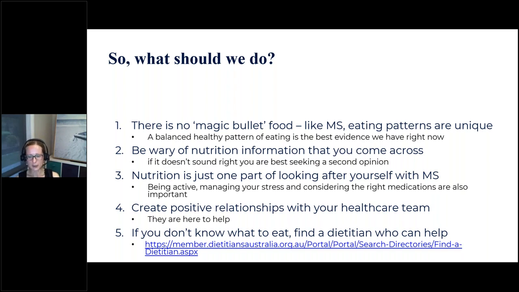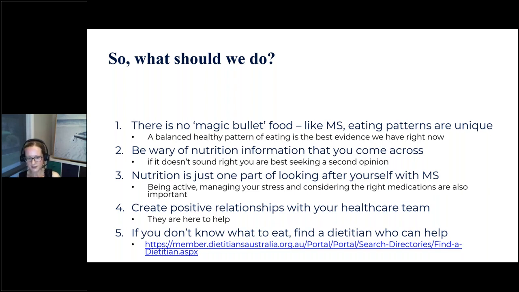Now, nutrition is just one component of looking after yourself with MS. It's not that magic bullet, like I said. It's not that one component of lifestyle that must be changed and everything else will change. You need to keep in mind the other factors of lifestyle that can also influence your MS. So make sure that you stay active, make sure you keep an eye on your stress levels, make sure that your medications are appropriate and up to speed. So speak to your healthcare team.